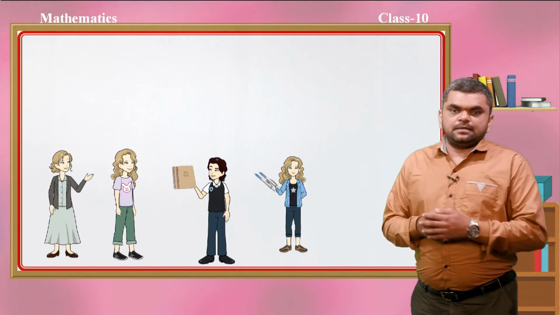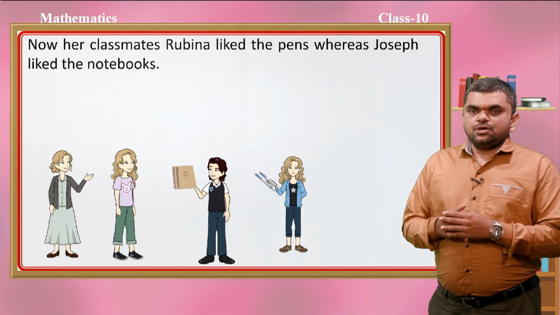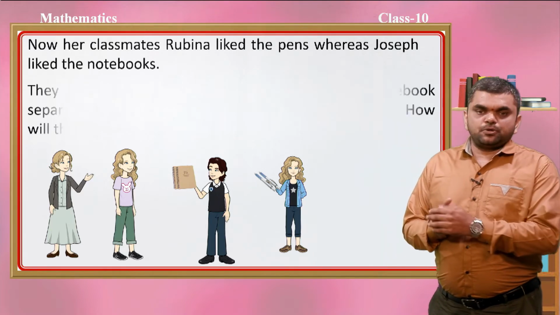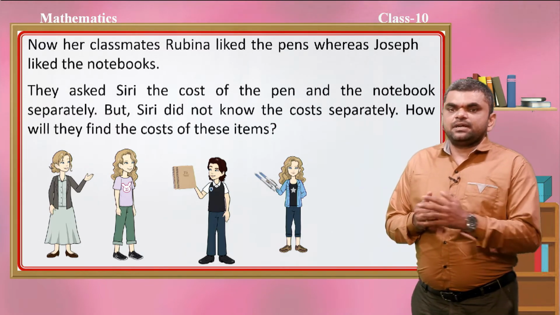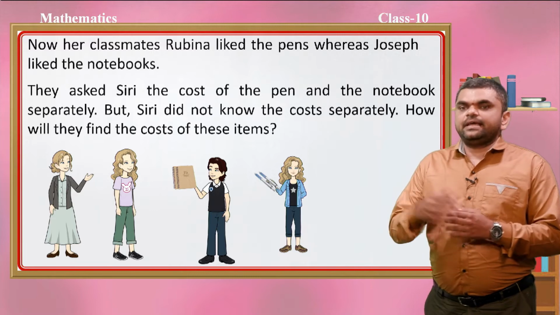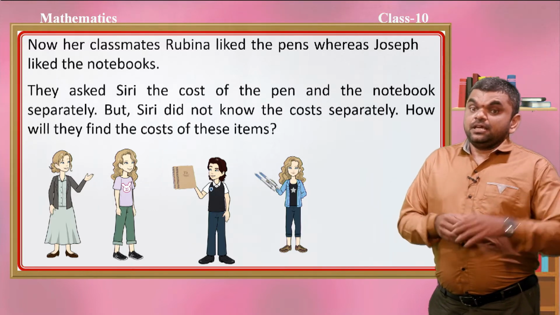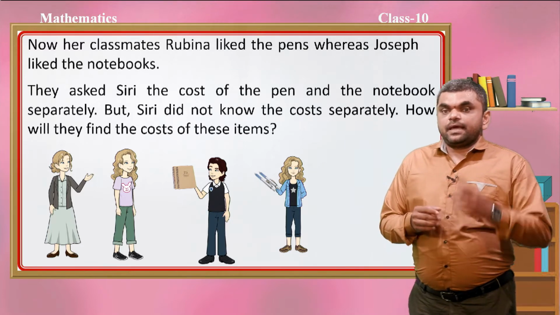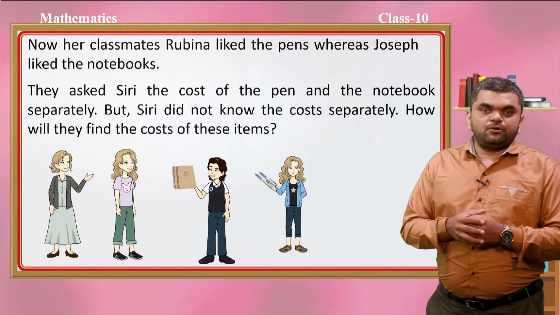Here they are discussing. Observe here. Now her classmates Rubina liked the pens whereas Joseph liked notebooks. They asked Siri what the cost of the pen and the notebook is separately so that they can purchase easily. Siri did not note the cost separately. Even Lakshmi did not note the cost separately. But they have to find out the costs separately. How can they find that out?